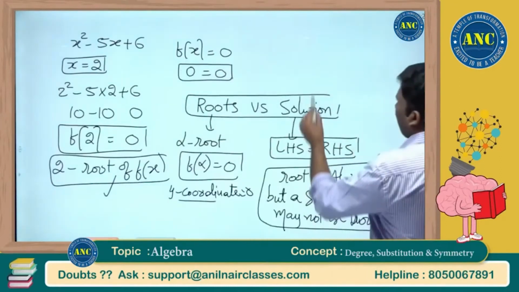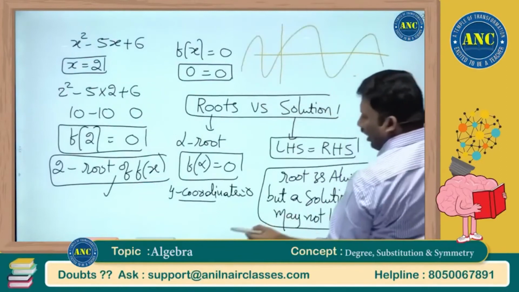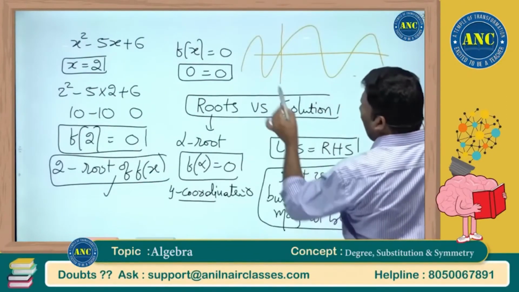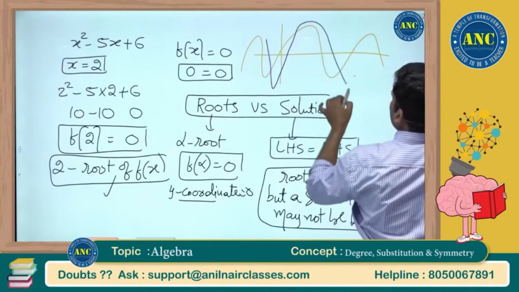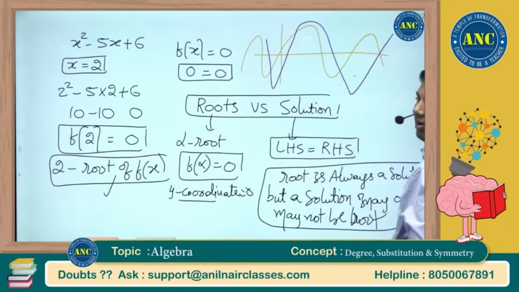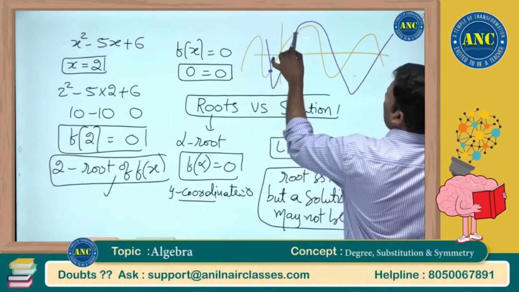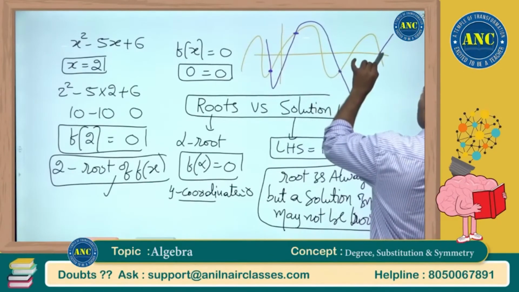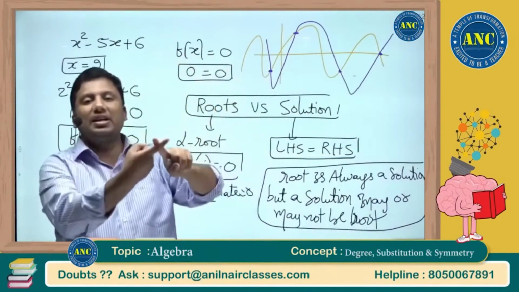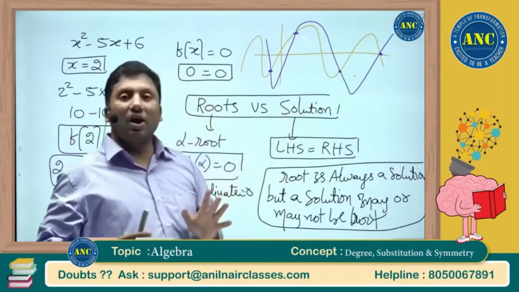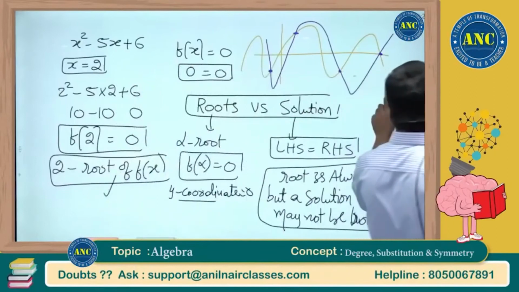Now see here. If there are two graphs, one graph is like this, and I take another graph like this, how many times are they intersecting? One time, twice, third, fourth. Two graphs intersecting at a point is called a solution. So totally they intersect 4 times.